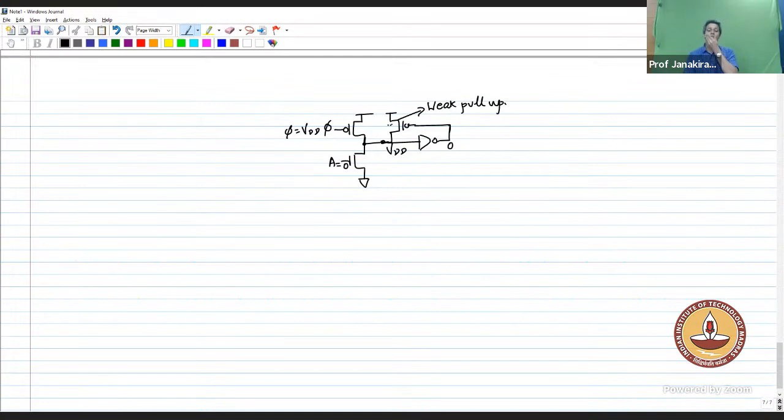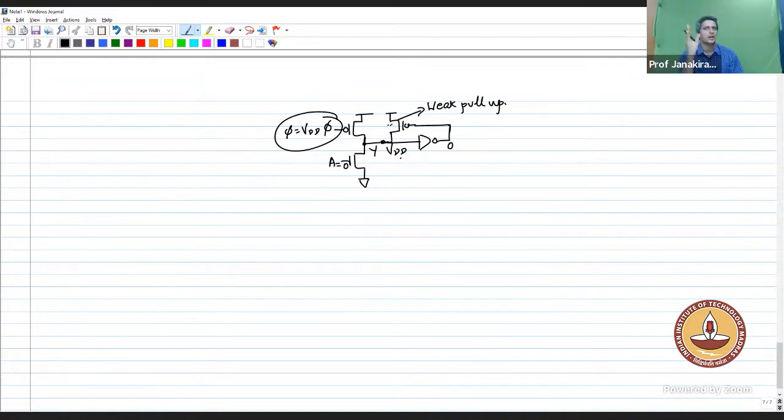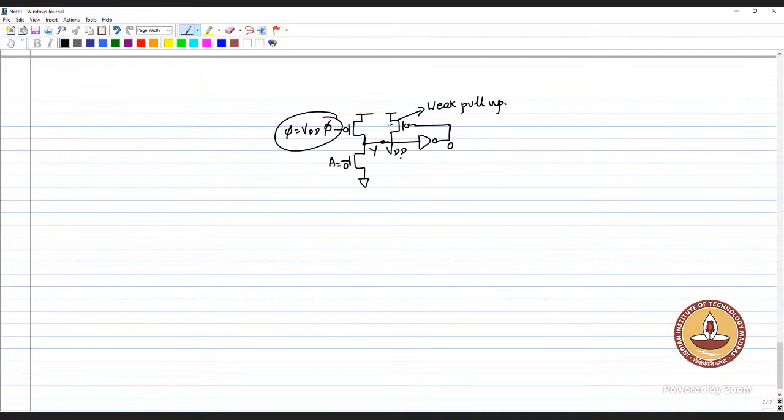Okay? Yes, sir. So then what will happen is, if this is VDD, then the output of the inverter will be 0. So even when the phi equal to VDD here, the output Y will not be floating. It will be at VDD. It will be driven to VDD. Basically, it will prevent floating. Correct. Exactly. Yeah.